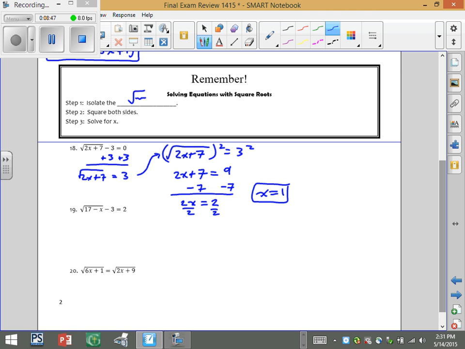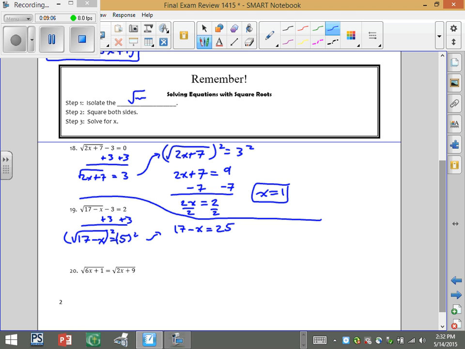Here we got to isolate the radical. So add 3 to both sides. We end up with square root of 17 minus x equals 5. And when we square both sides, we end up with 17 minus x equals 25. So we'll subtract 17 from both sides. So we end up with negative x equals 8, which means positive x equals negative 8.